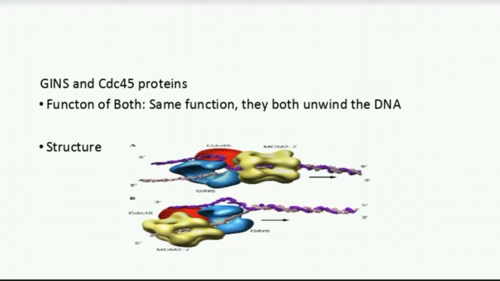GINs and CDC45 proteins both have the same function. They both unwind the DNA, as shown in the structure there.